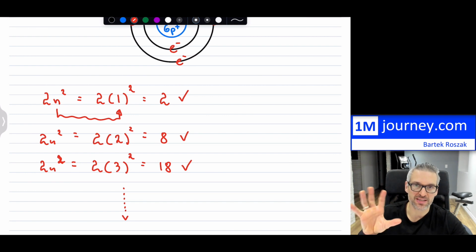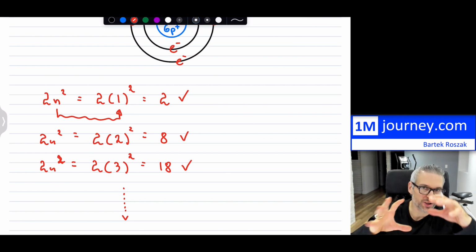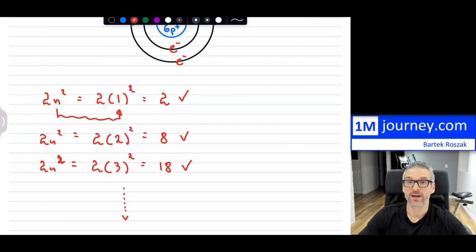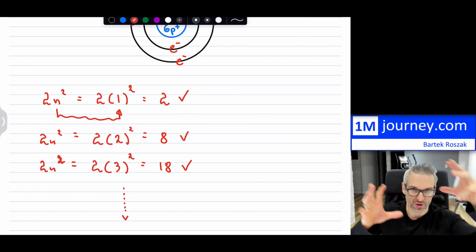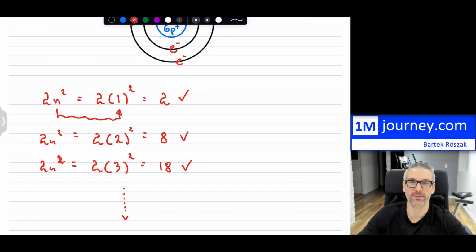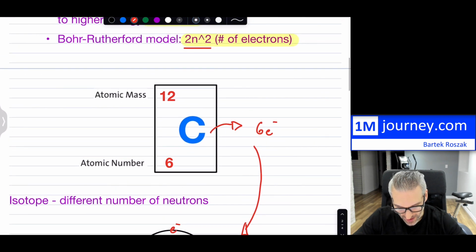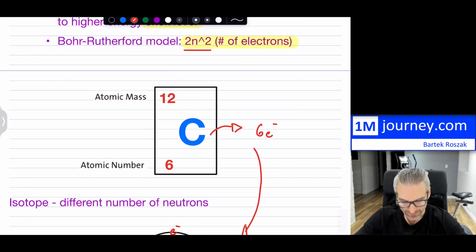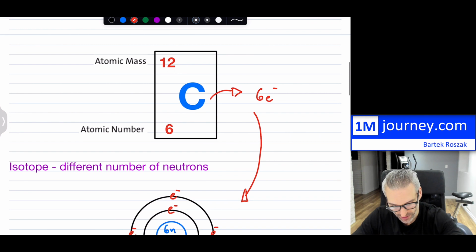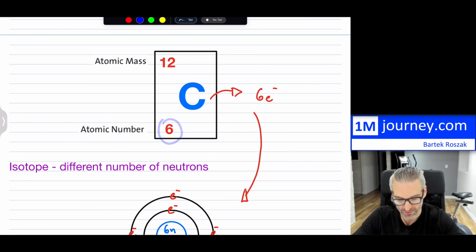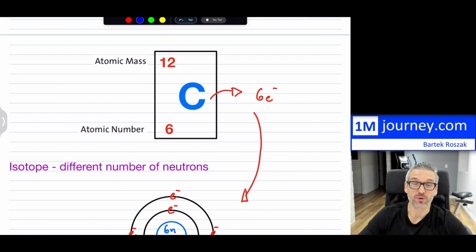This gives you a sense of where the electrons are, which orbits there are around that particular atom. They're circling around, and it's primarily just empty space. These electrons are randomly all over the place. That comes from the Bohr-Rutherford model. And again, you should be very aware that you have an atomic number, which tells you the number of protons, and an atomic mass, which tells you how many protons and neutrons you have.